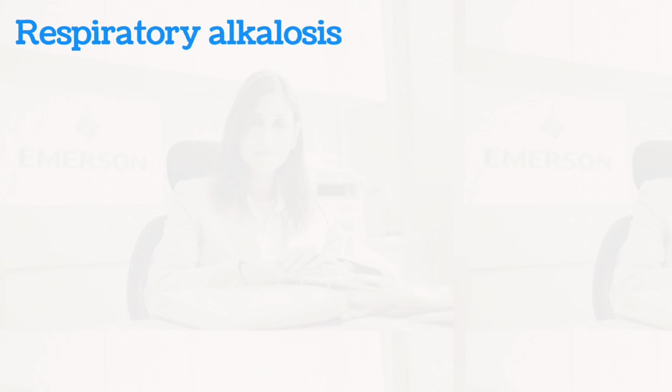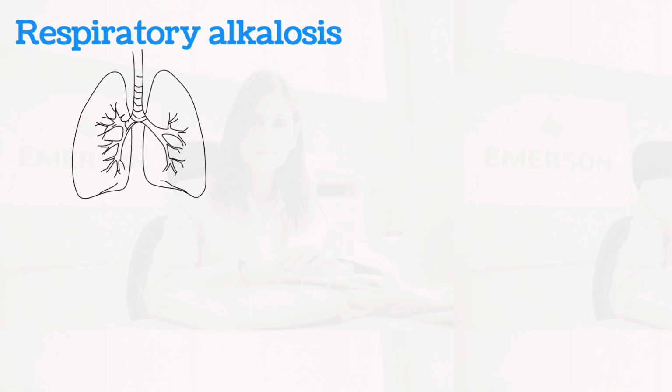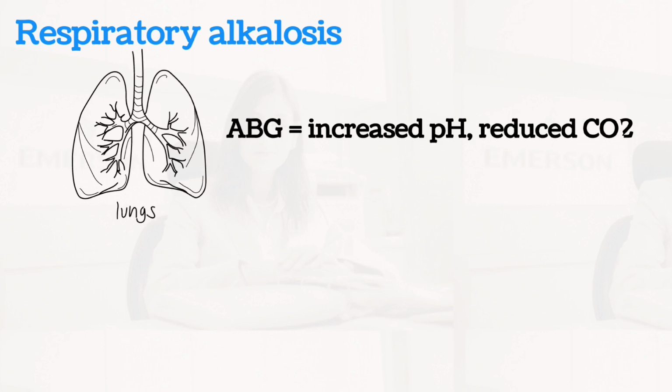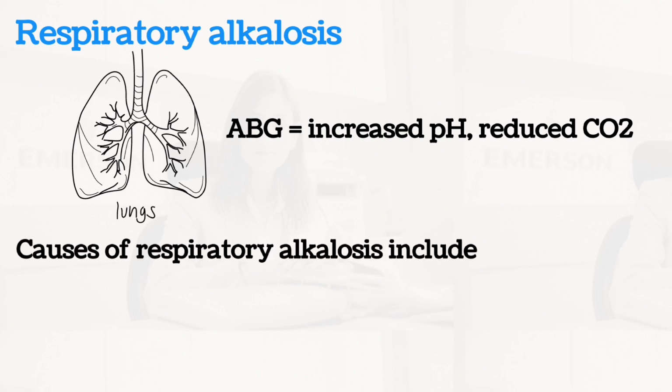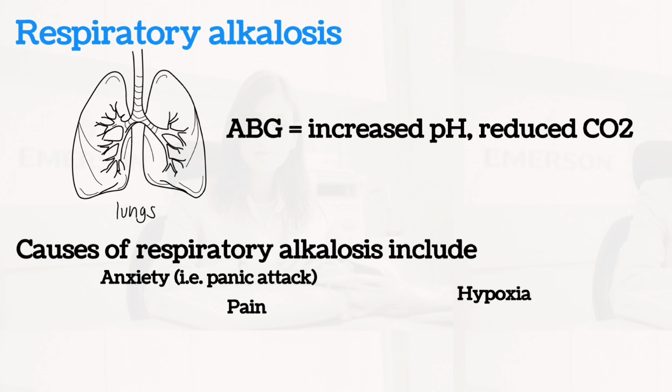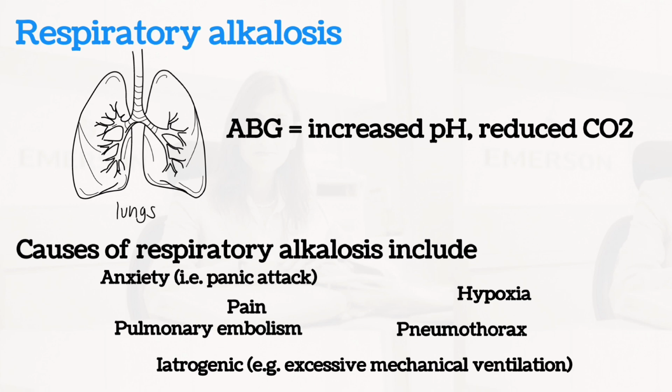Respiratory alkalosis is caused by excessive alveolar ventilation, hyperventilation, resulting in more CO2 than normal being exhaled. As a result, PaCO2 is reduced and pH increases, causing alkalosis. A respiratory alkalosis would have the following characteristics on an ABG. Increased pH. Reduced CO2. Causes of respiratory alkalosis include acute anxiety, i.e. panic attack, pain, causing an increased respiratory rate, hypoxia, resulting in increased alveolar ventilation in an attempt to compensate. Pulmonary embolism, pneumothorax, iatrogenic, e.g. excessive mechanical ventilation.